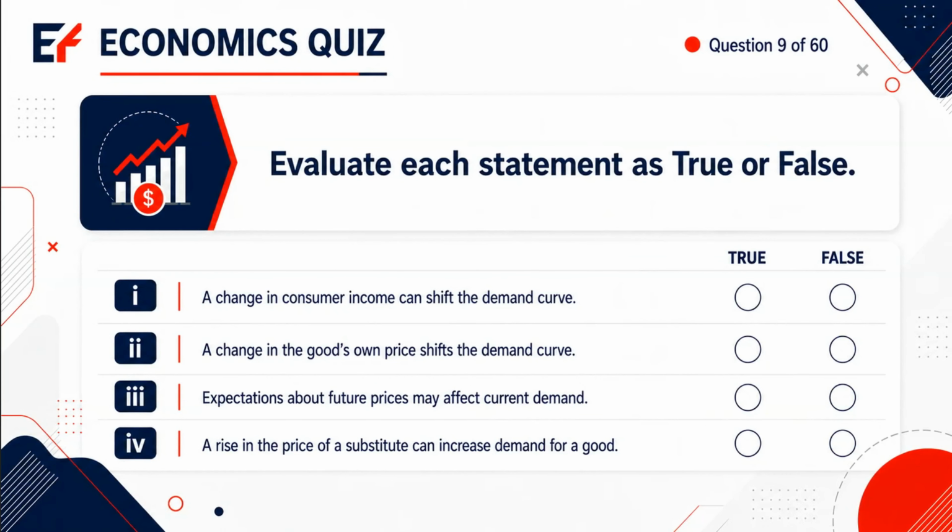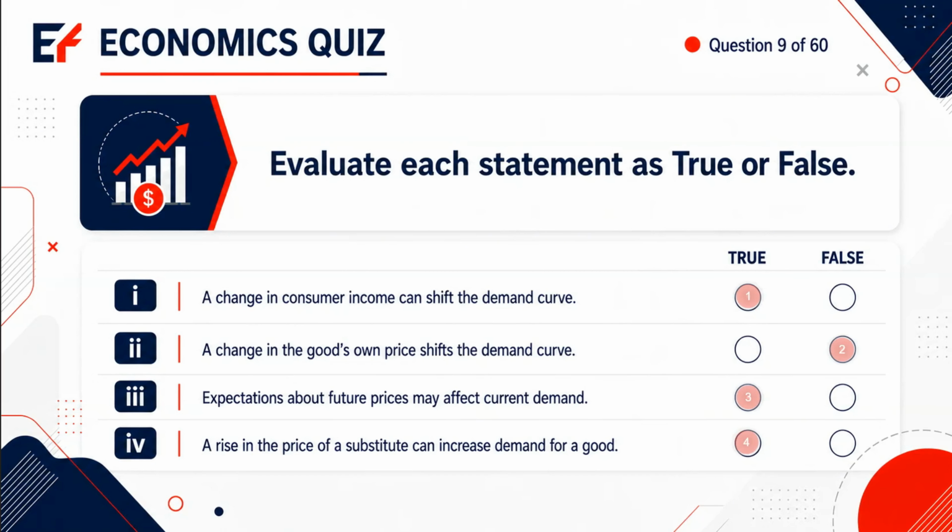Question 9. Evaluate each statement as true or false. A change in consumer income can shift the demand curve. The correct answer is true. A change in the good's own price shifts the demand curve. The correct answer is false. Expectations about future prices may affect current demand. The correct answer is true. A rise in the price of a substitute can increase demand for a good. The correct answer is true.